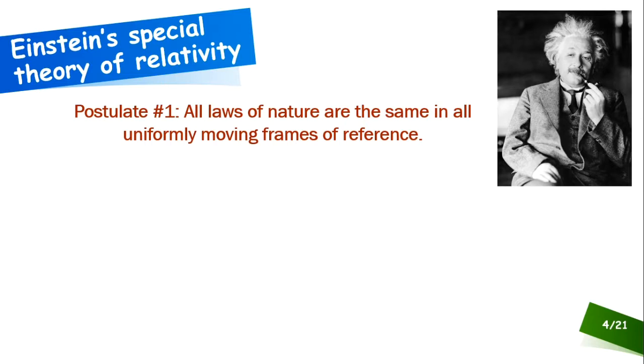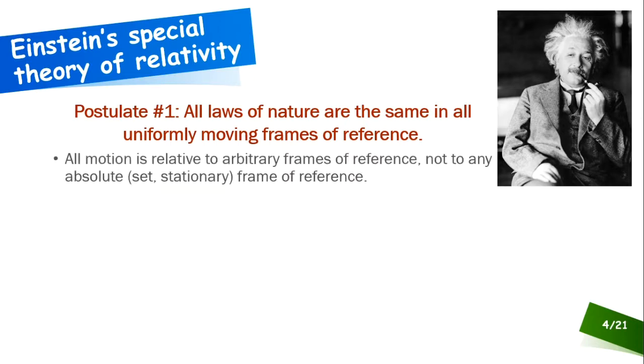But that being said, the first postulate that Einstein made when developing his special theory of relativity was that all laws of nature are the same in all uniformly moving frames of reference. What this means is that motion is relative to arbitrary frames of reference, not to any absolute frame of reference. So the quantity of motion that we have, the direction of motion that we have, it's all relative to the perspective that we take.